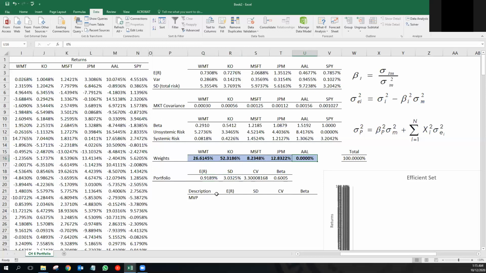So notice here on the description, I have MVP, that means minimum variance portfolio. That it doesn't get any lower than this is what it's telling you. With the stocks that we have, it doesn't get any lower than this.